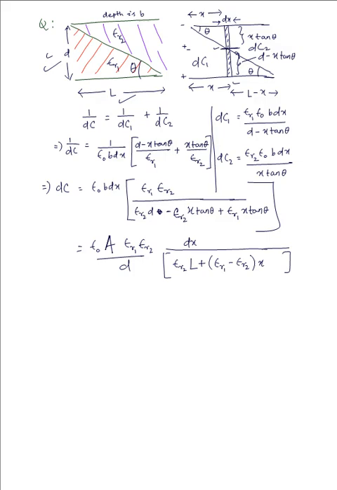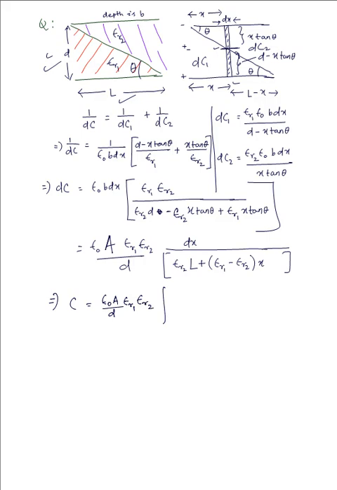So I have epsilon naught times a, epsilon r1, epsilon r2 over d, and the dx term, which carries the x, that with the denominator, the complete denominator term, will be integrated to get the total capacitance. So the total capacitance is C, which is equal to the integration of all these terms. Epsilon naught a over d times epsilon r1, epsilon r2 are going to stay out.